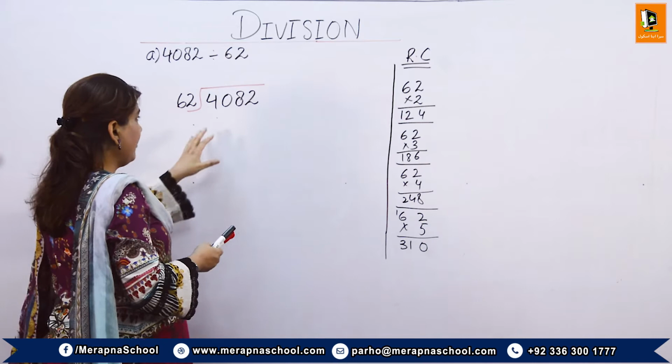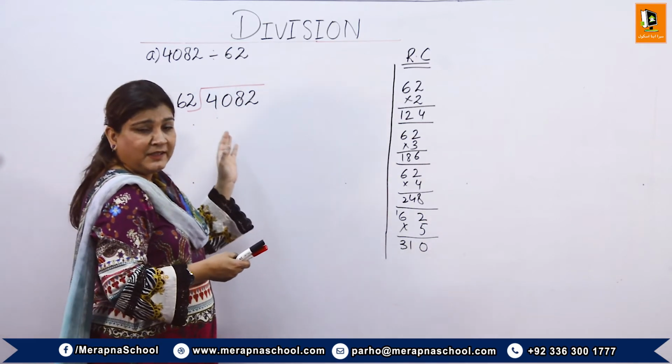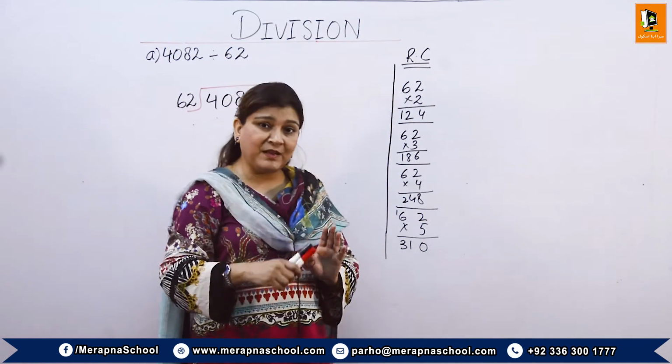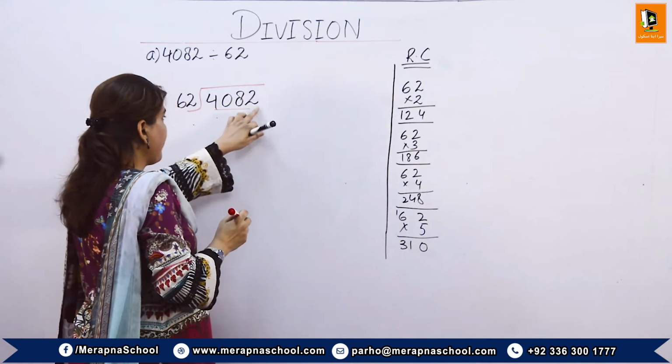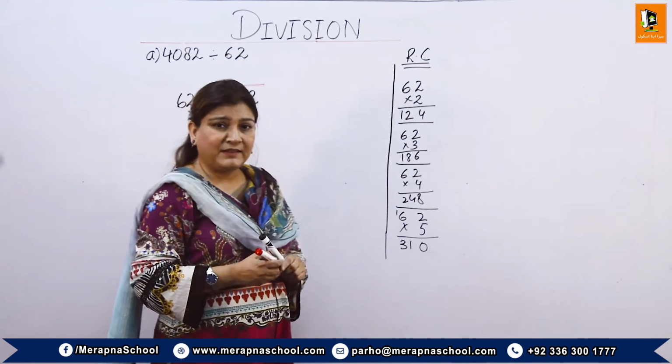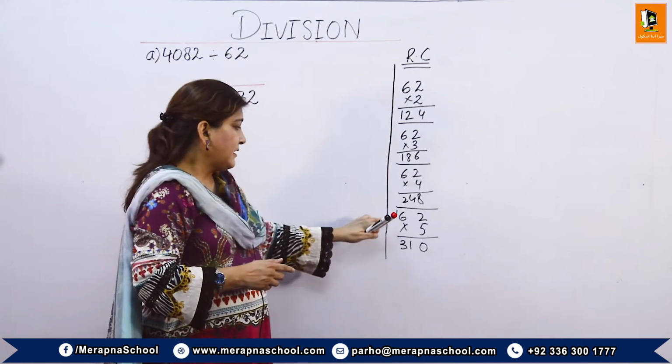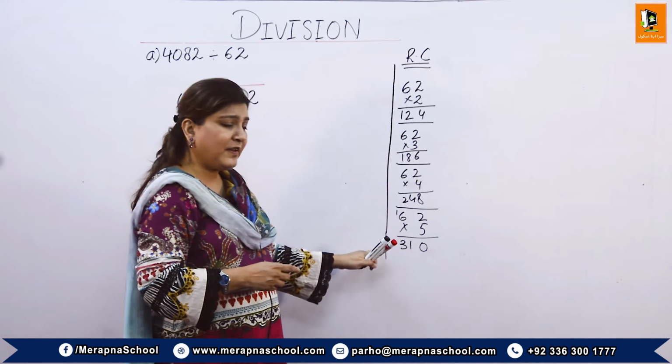Okay, and we cannot take two numbers, 40, because 40 is smaller than 62. So we take three numbers all together, because 40 is smaller than 62. Now 62 multiplied by 5 is 310.